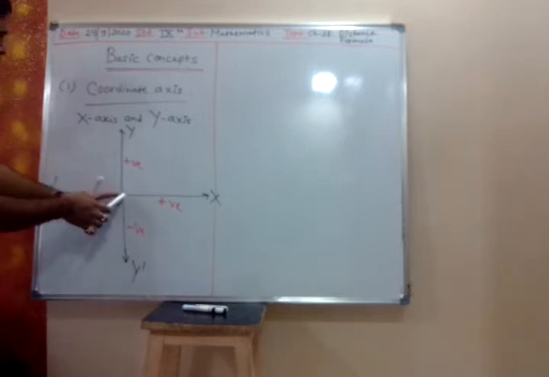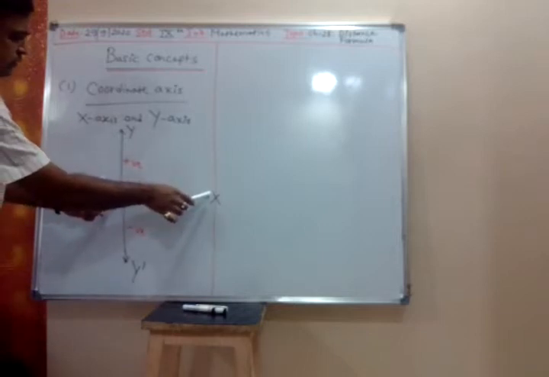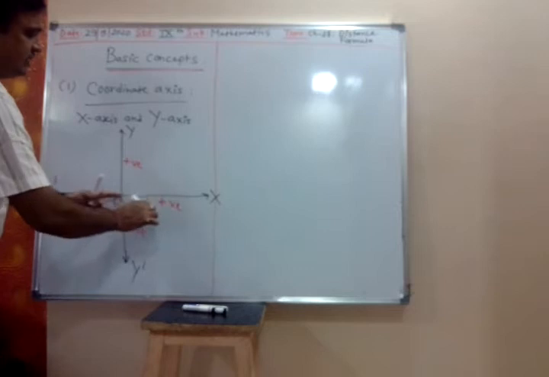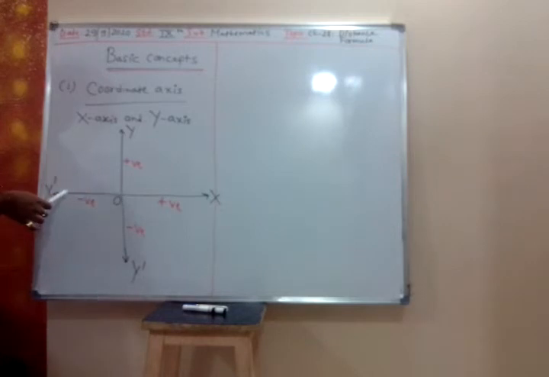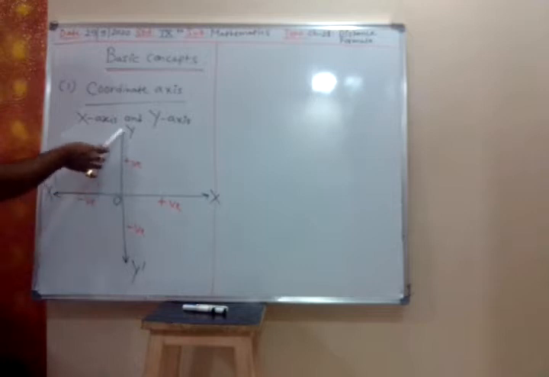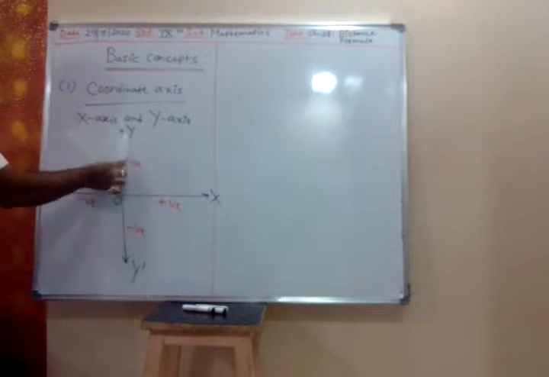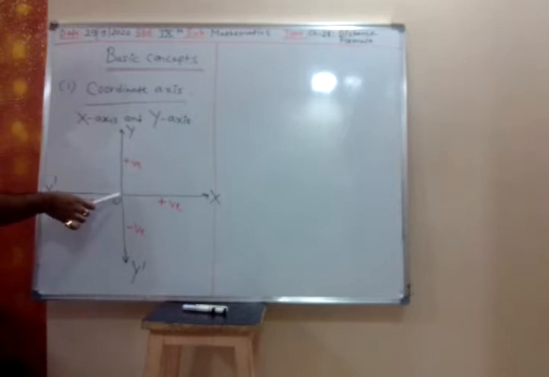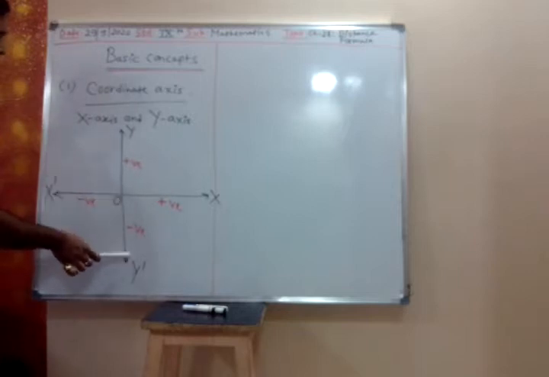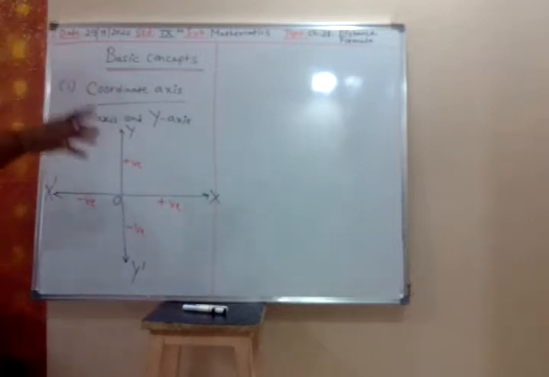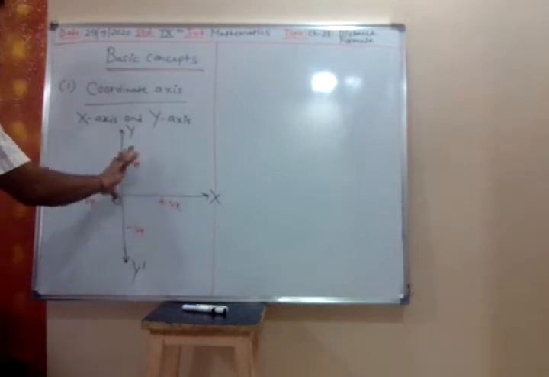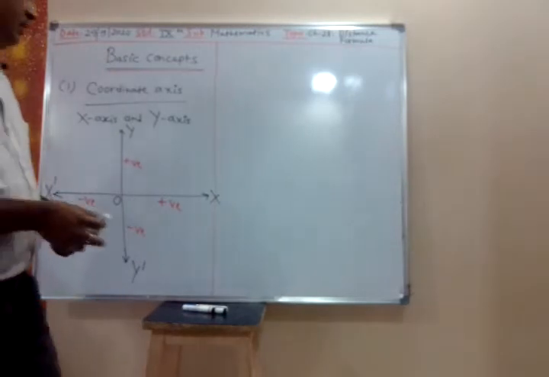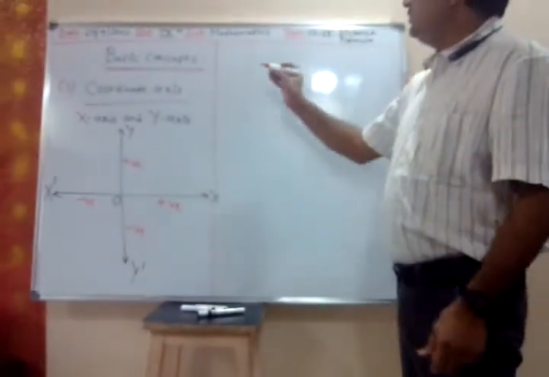When you move from origin towards the right, it is my positive x-axis. When we move from origin to the left on the x-axis, we get the negative x-axis. When we move from origin towards the top on the y-axis, we get the positive y-axis. When we move from origin downward on the y-axis, we get the negative y-axis. So all the points on this will have positive x coordinate. So now next is second.